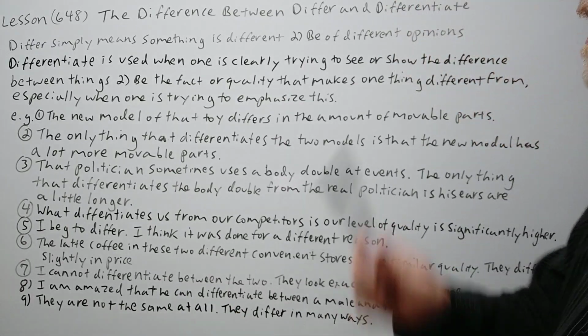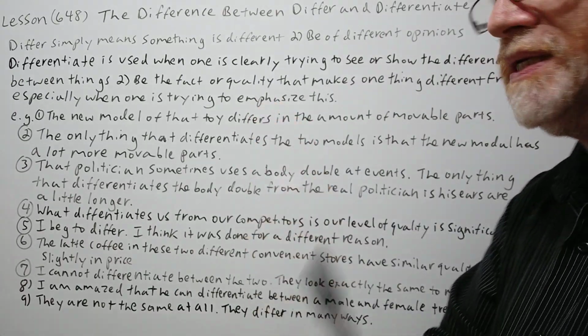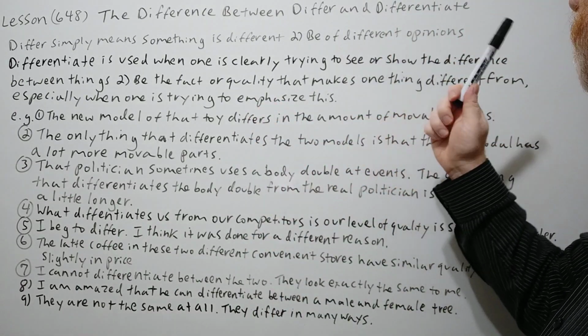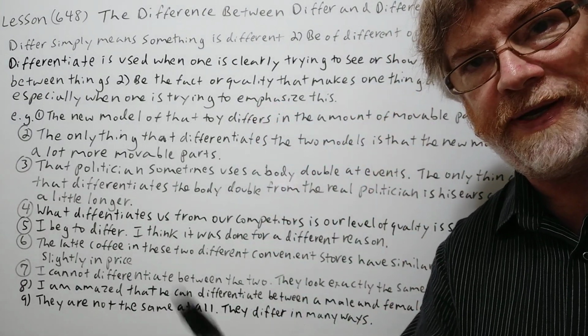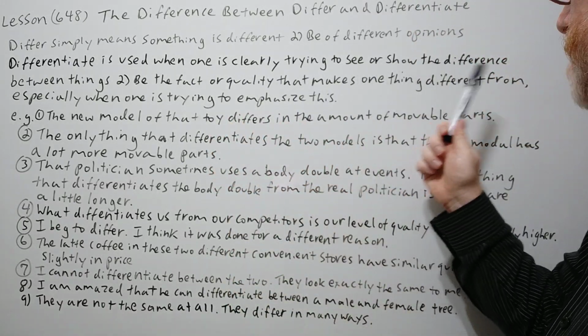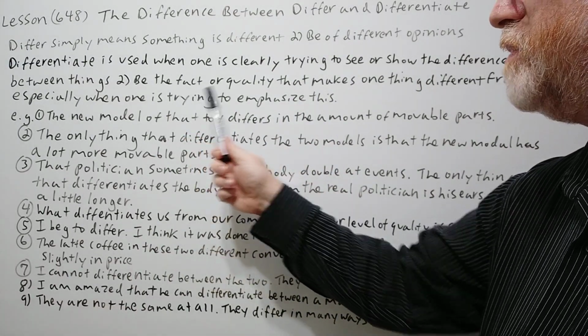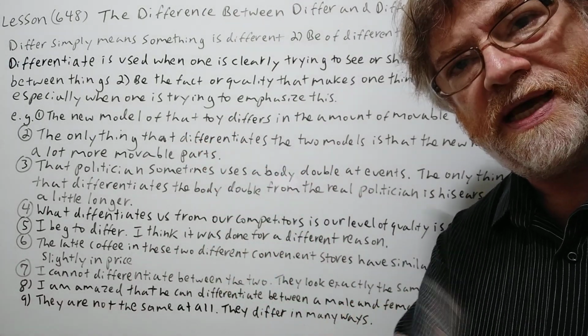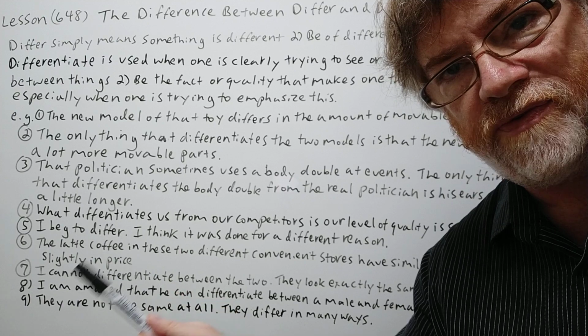All right, let's continue. Differentiate is used when one is clearly trying to see or show the difference between things. We have a second use, to be the fact or the quality that makes one thing different, especially when one is trying to emphasize this. That's when we're more likely to use differentiate.